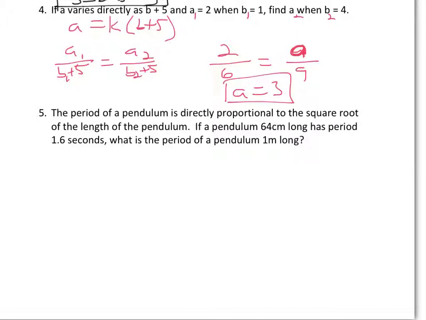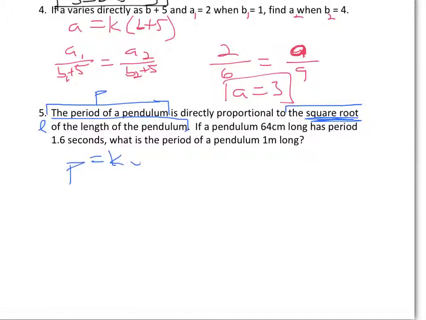Alright, and the last problem here. We've got the period of a pendulum is directly proportional to the square root of the length of the pendulum. So the period, P, is directly proportional to the square root, right? Don't forget that. It's going to be really, really important. You got to remember the square root of the length of the pendulum. So that's going to be an L. So we've got P to create our formula equals K times root L.